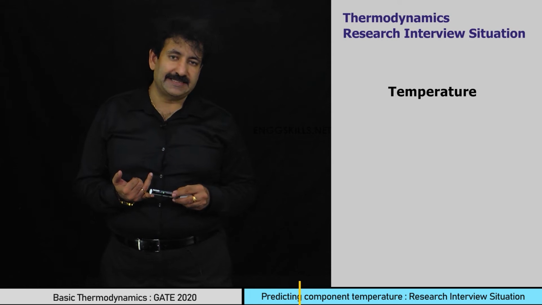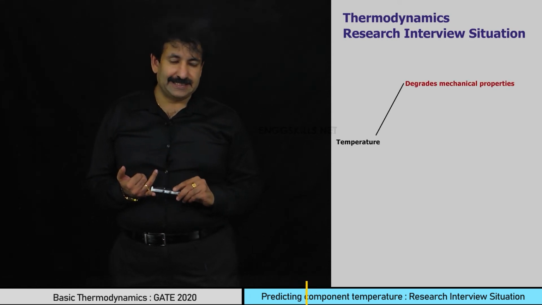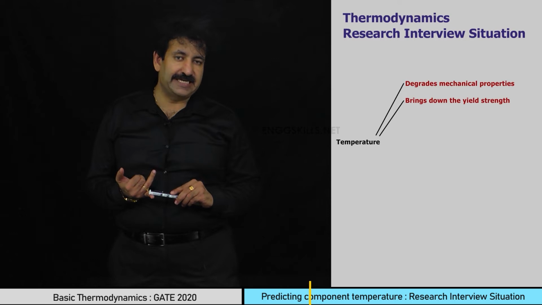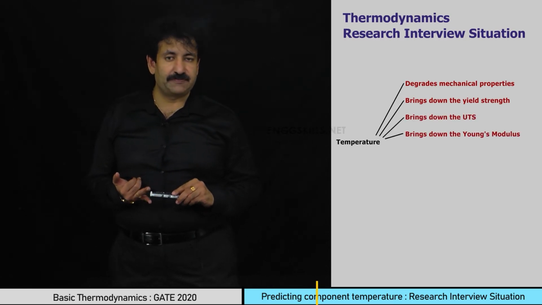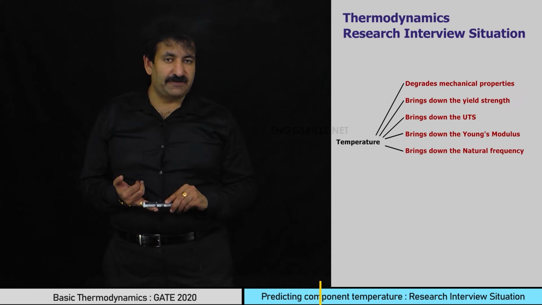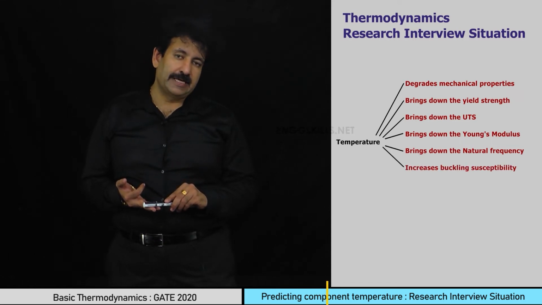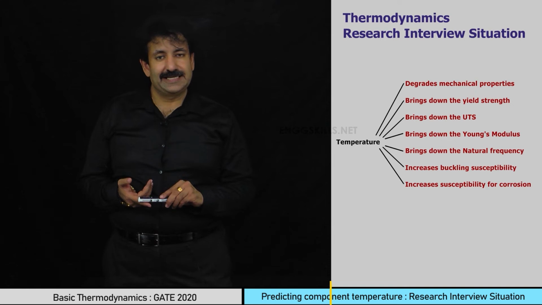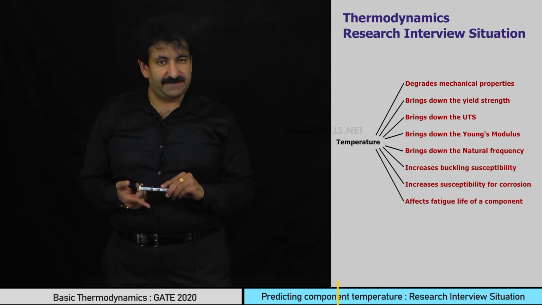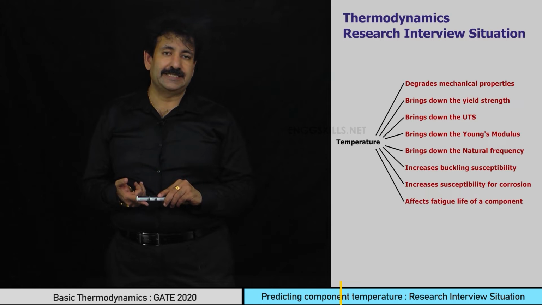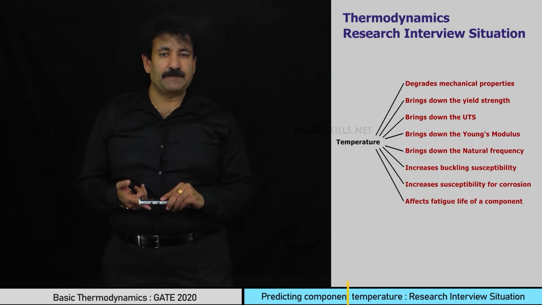Now, of course, temperature has several effects on the components. It degrades the mechanical properties, brings down the yield strength, brings down the UTS, brings down the Young's modulus. It brings down the natural frequency. It increases the buckling susceptibility. It also increases the susceptibility for corrosion. It can also affect the fatigue life of a component. So therefore, temperature becomes a very important parameter.